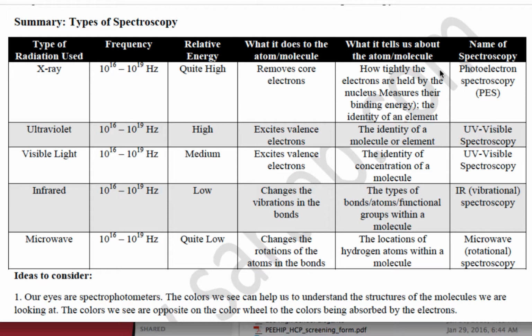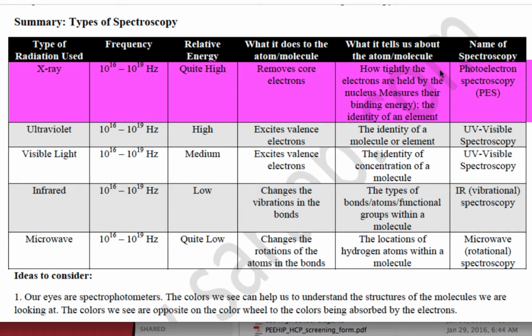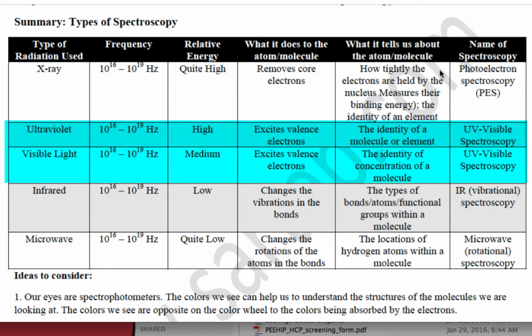So if you look at this table real quick, we use X-rays to do PES because they have enough energy to knock loose those electrons. You can use ultraviolet and visible light to get the electrons to jump up and down. So you make them jump from one energy level to the next and jump back. And based on that creates the emission spectrum. And we can also do something called Beer's Law, or figure out how concentrated something is.